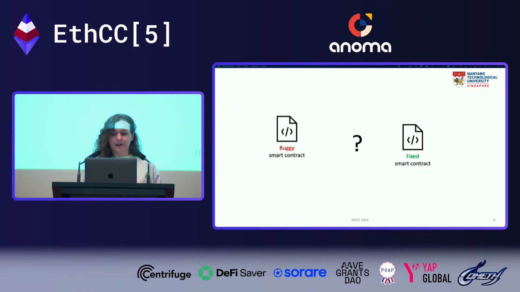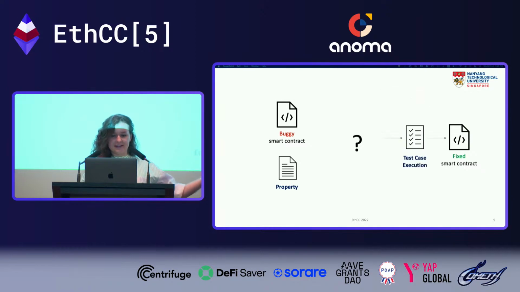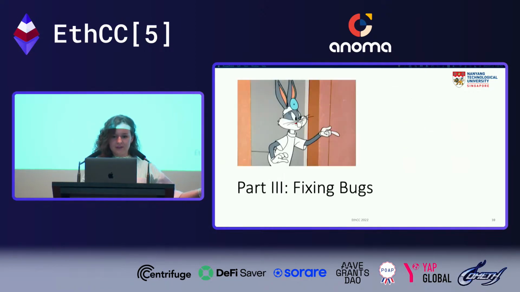So we'll use a property to help identify bugs in a smart contract, and we'll also use test cases we wrote to assess the fixes that our tool will generate. So now let's see how our tool is actually going to generate them.